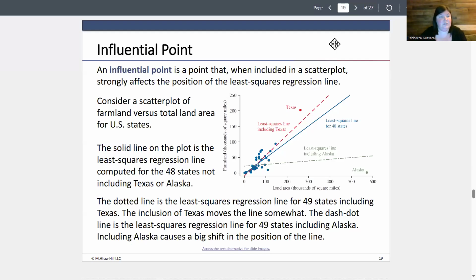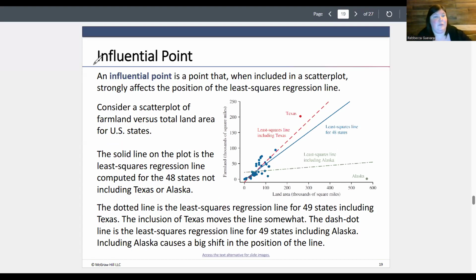All right, and then just one more thing to briefly talk about again. So we had talked about influential points. I think I called them influential outliers, but an influential point is a point that, when included in a scatter plot, strongly affects the position of the least squares regression line. So we're going to consider a scatter plot of farmland versus total area of the United States, which we had looked at before.